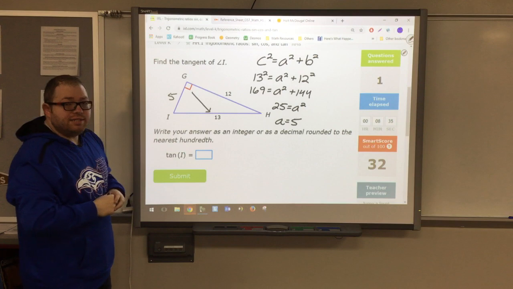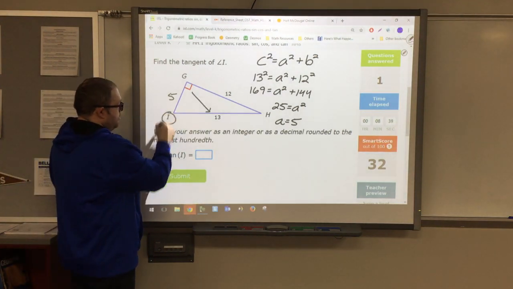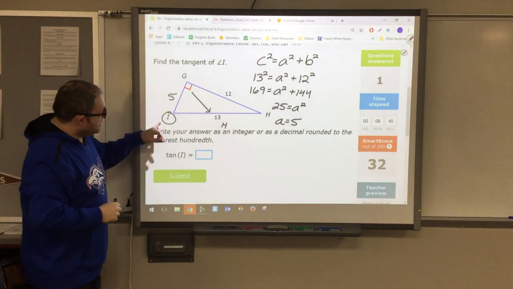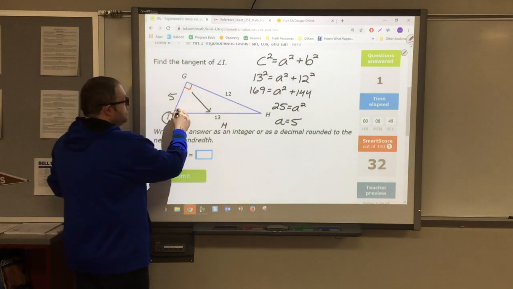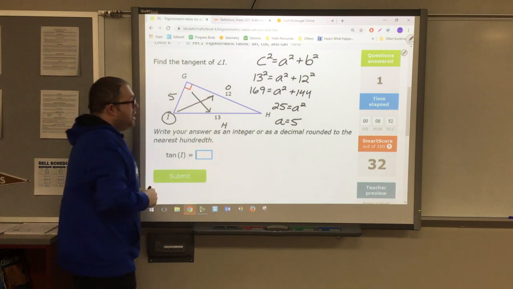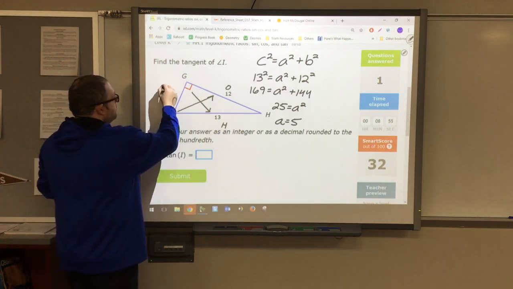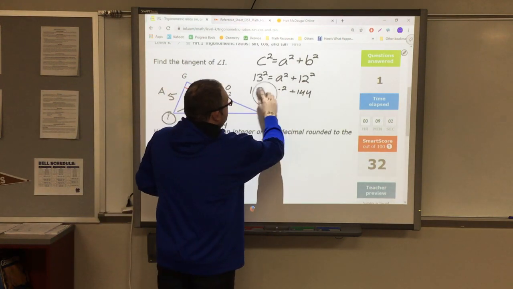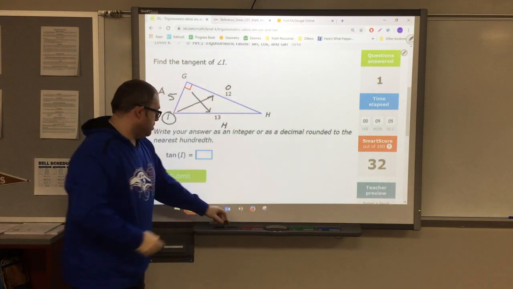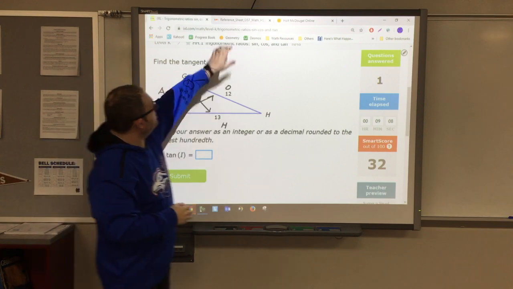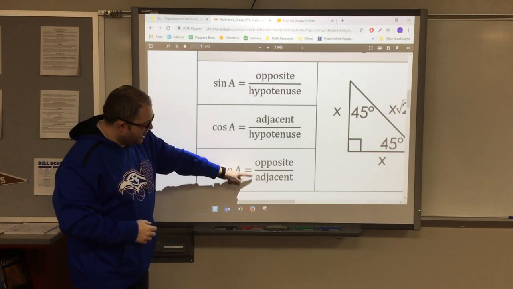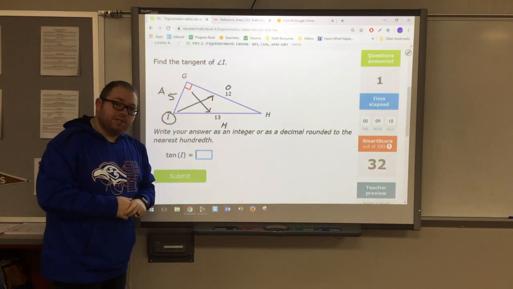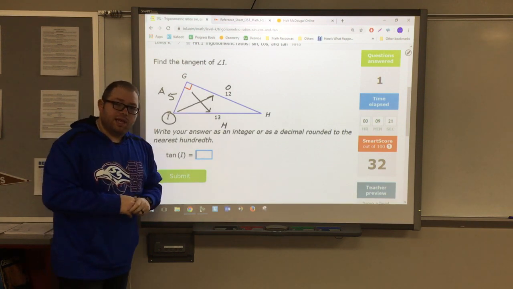Now I can actually go about finding the tangent of I. We already know that 13 is our hypotenuse. We should remember that the side across from the angle they ask about is going to be our opposite side, and the other side is our adjacent side. Make sure you have this written down if you want. Fresh reminder, since we're finding tangent, we need to take the opposite side divided by the adjacent side. So this time I will be taking the opposite side, 12, divided by the adjacent side, 5.